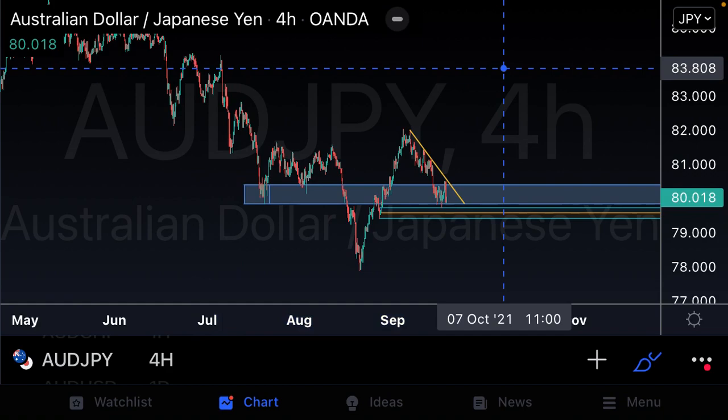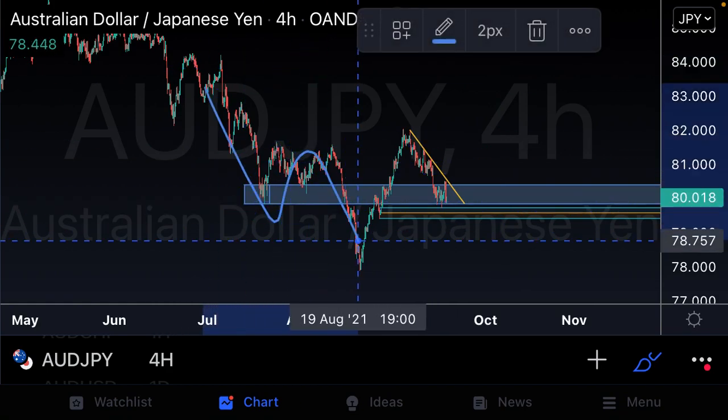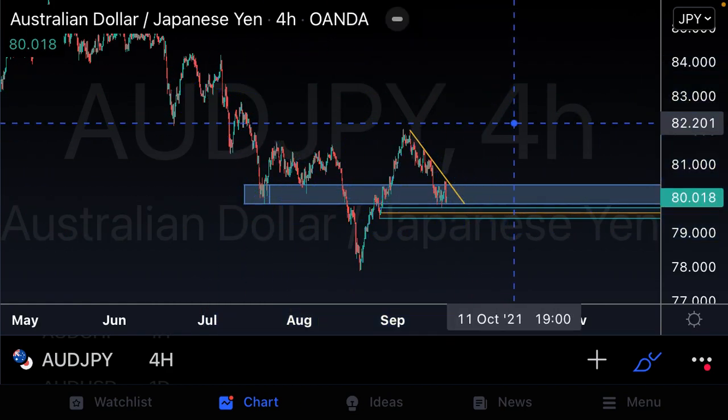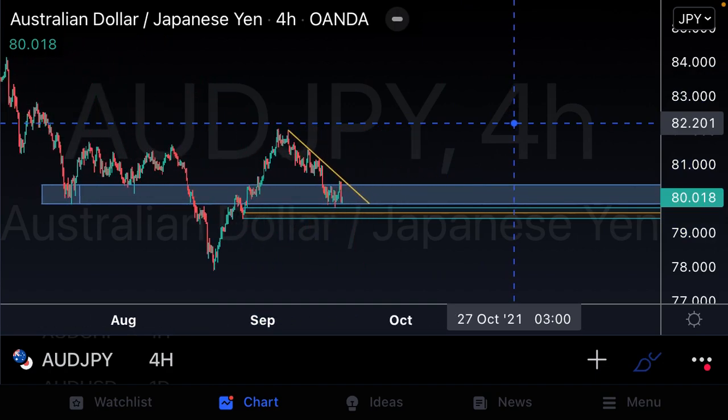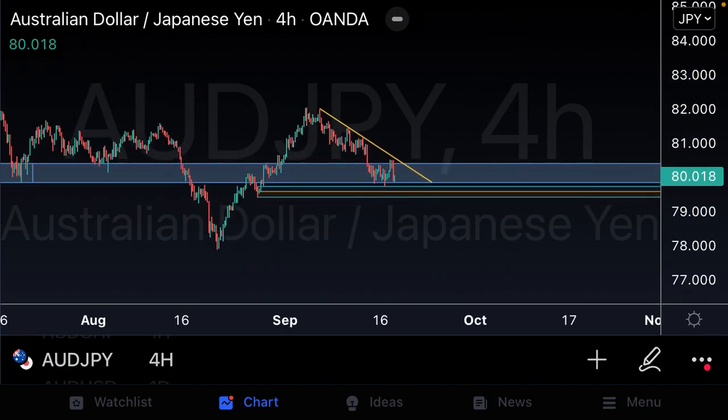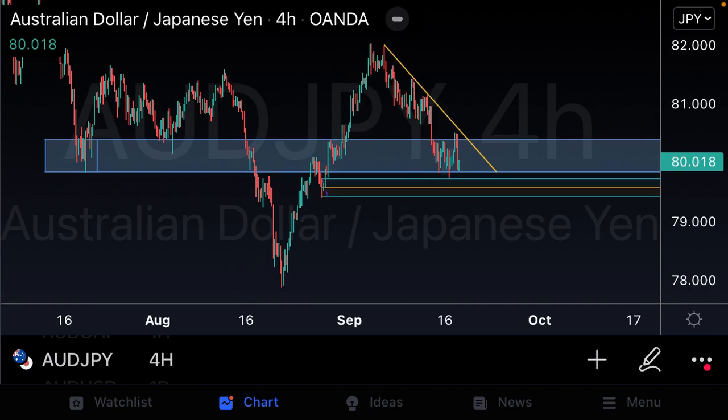So we want to see structure basically completing this nice inverse head and shoulders structure on our higher time frame structure. So that's exactly what we'll be looking at, and that's what we'll be looking for when we're on the smaller time frames, or rather right now in this most recent price action.